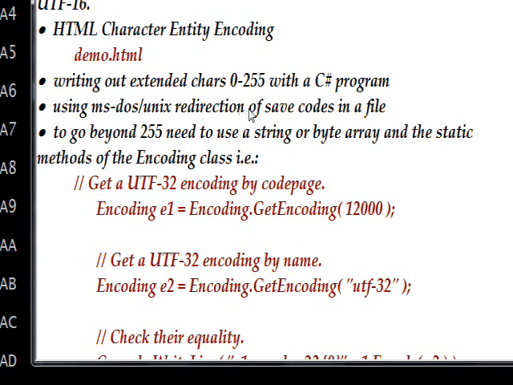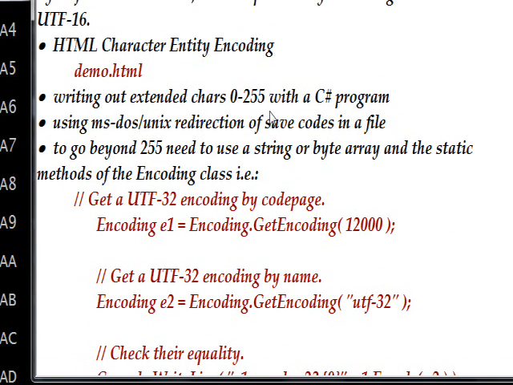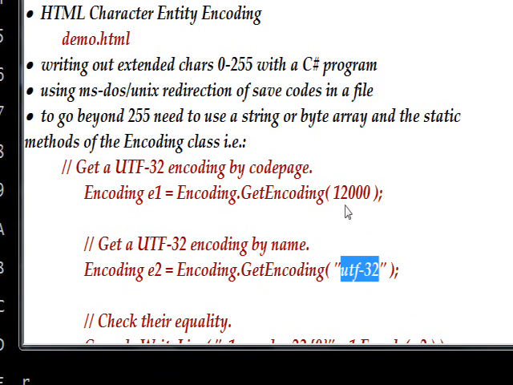In the program we wrote, we can only go from 0 to 255 because that's a conventional character in C#. But if you want to go beyond that, there's ways of doing it with the encoding static methods, mainly Encoding.GetEncoding, and then specify a code page such as UTF-32 or 12,000. But that's beyond the scope of this tutorial.